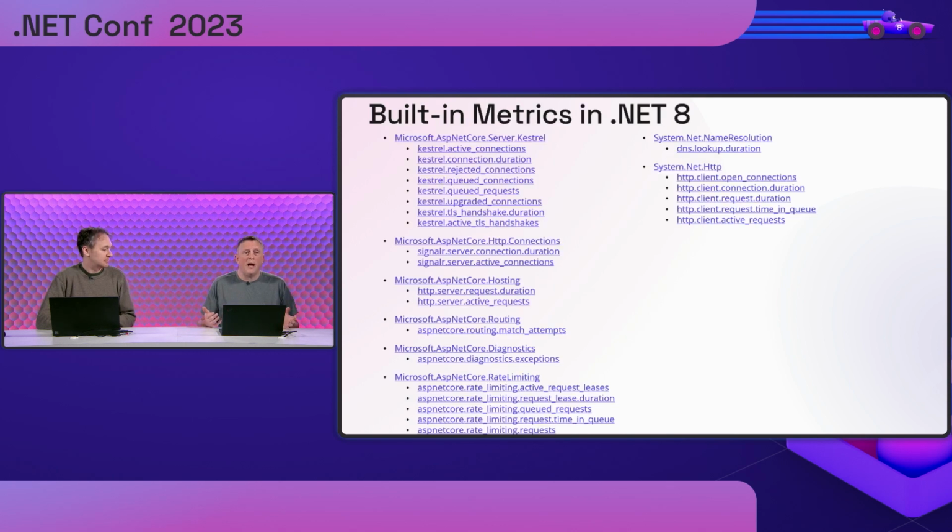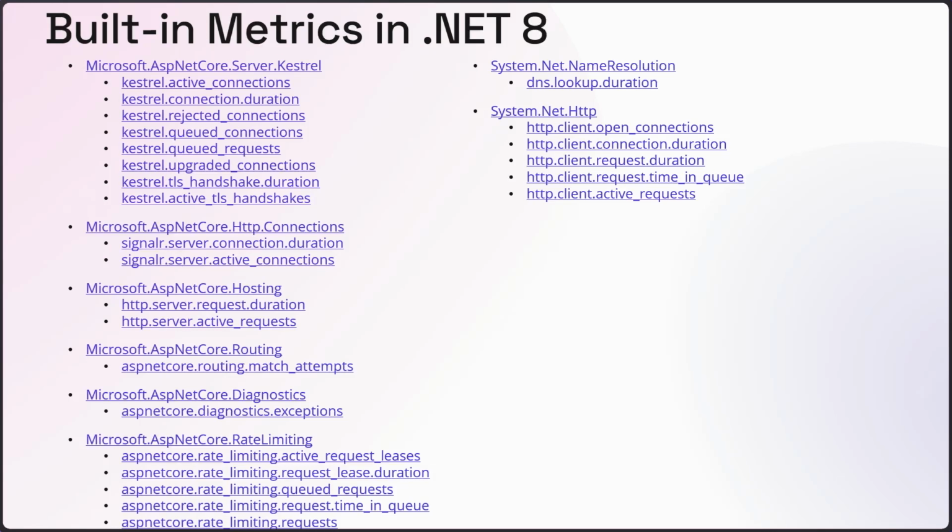Drilling into what we have in .NET 8, there's a whole set of new built-in metrics. Noah showed them. The ones we've done this release are around ASP.NET Core and HttpClient. And these are all dimensioned. They're all built using the semantic conventions from OpenTelemetry.